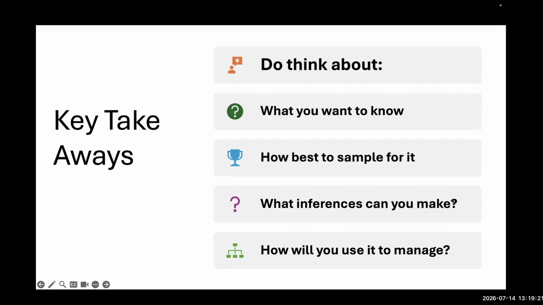How best you're going to sample to really answer your question. What inferences can you safely make from your data? Can you actually infer something about activity? Can you infer something about numbers of individuals, things like that? And how will you use it to manage? How will you best use it to manage?